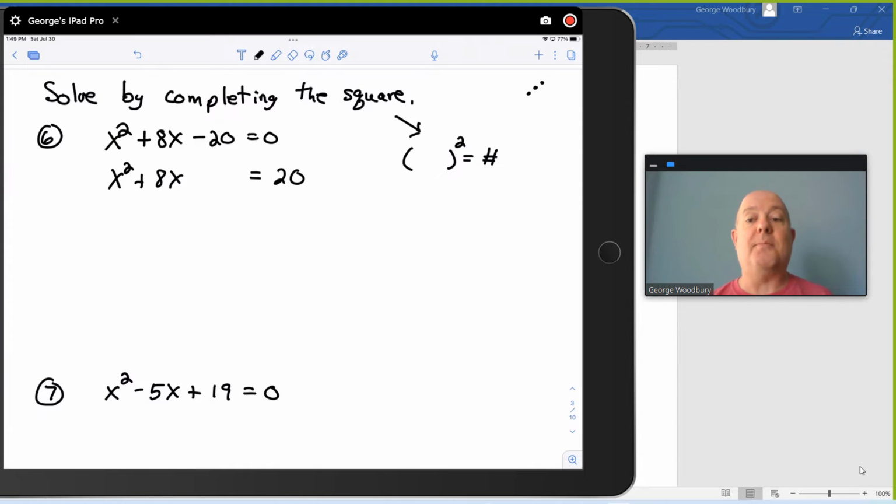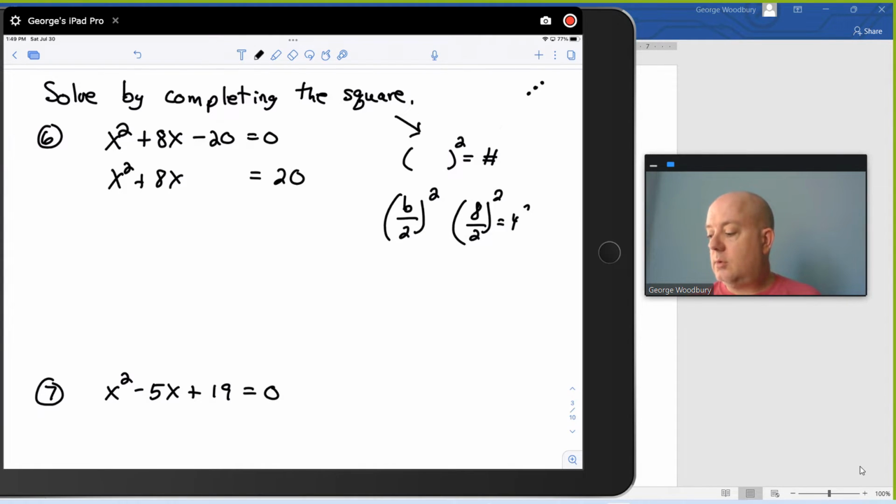Now we have to add what I call the magic number. This is a number that's going to turn the left side into a perfect square. The way that we find that is by taking the coefficient of the variable term, which we'll call b, the plain variable term, the x term. We're going to divide that by 2, and we're going to square that number. We'll add that to both sides of the equation so nothing changes, but that's going to turn the left side into a perfect square trinomial. Here, 8 divided by 2 is 4, and 4 squared is 16. So I'm going to add 16 to both sides of the equation.